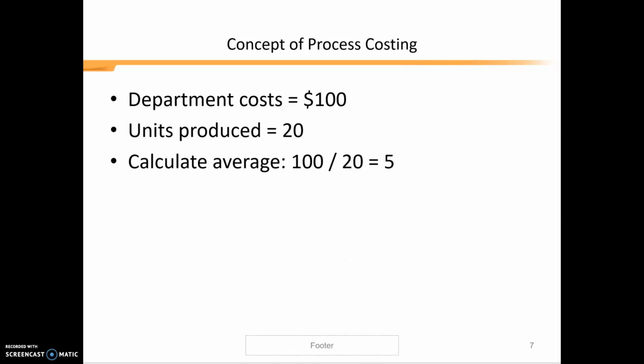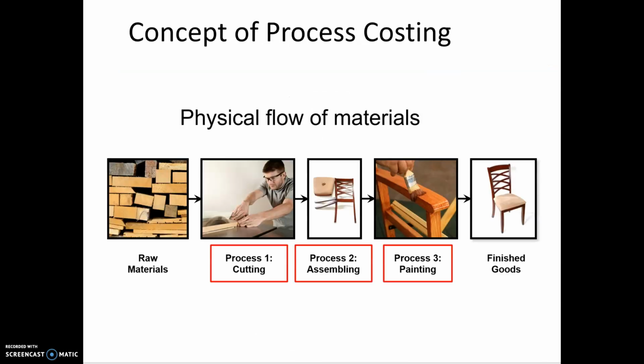And we use that same concept when we're doing process costing. We take the cost of the department, divide it by the units produced, and that tells us the cost to complete one unit. That's our average cost. When we're talking about process costing, we look at the physical flow of materials. So we take the raw materials, we go to the first process where we cut the wood. Then the second process, we assemble. We take the wood and we assemble the chair. And then the third process is we paint the chair, and then the chair is done and it goes into finished goods.